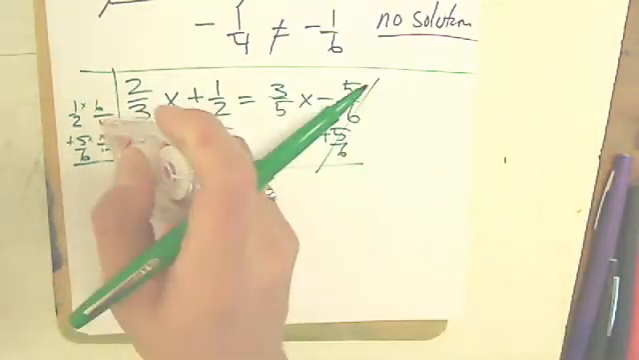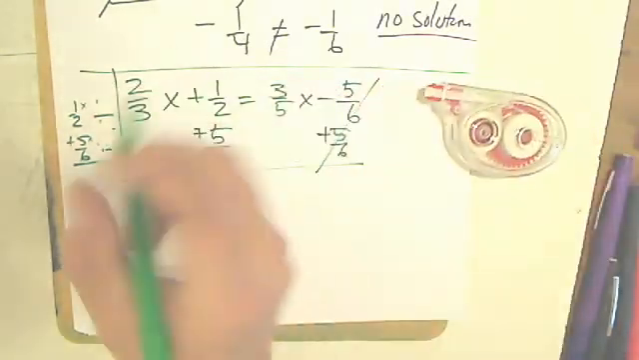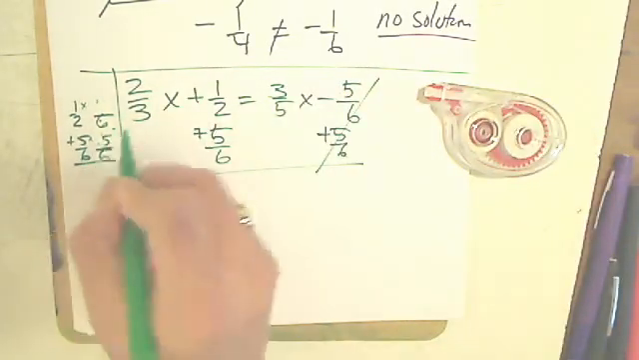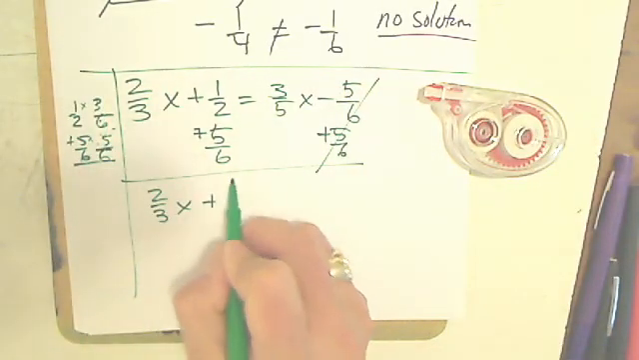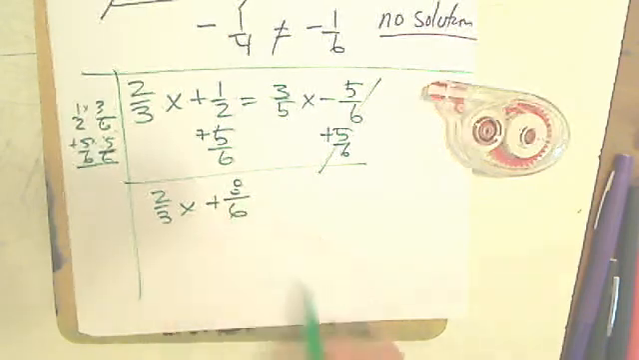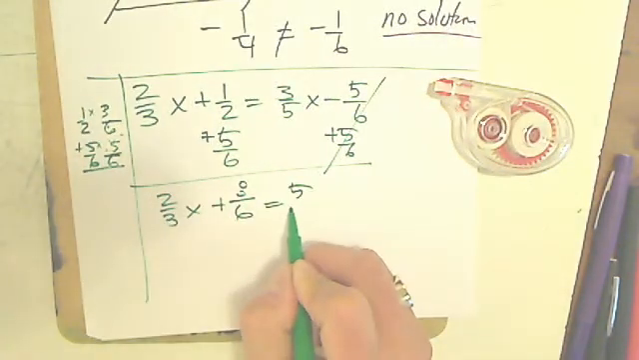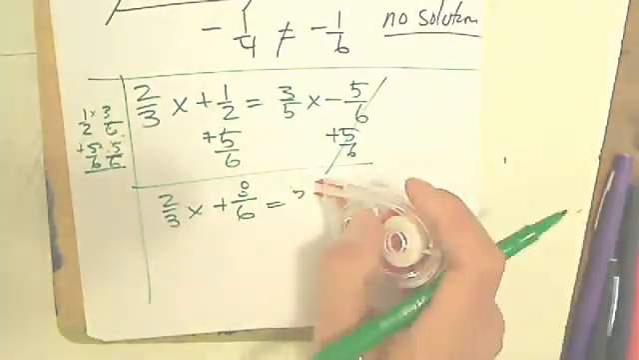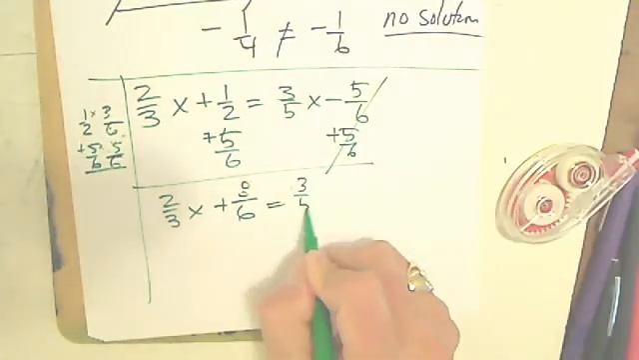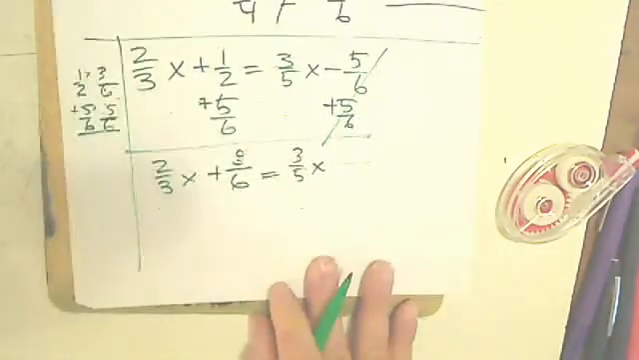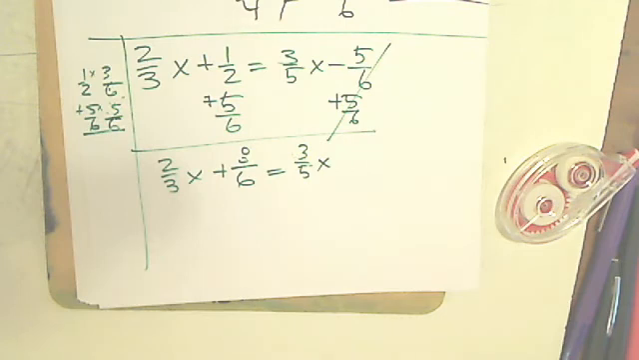Do you get 8/6? Yeah, sorry. That'd be 6, that'd be 5, that would be 3. So you get 8/6 equals 3/5 x. Any questions how I got 8/6? Can't you simplify? No, leave it alone. It's improper. Just leave it alone for now.